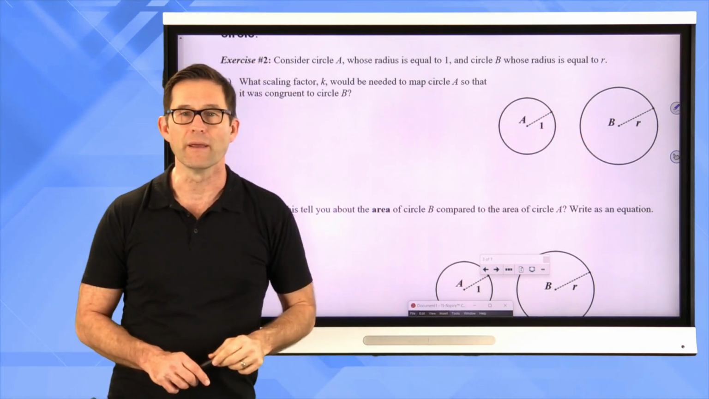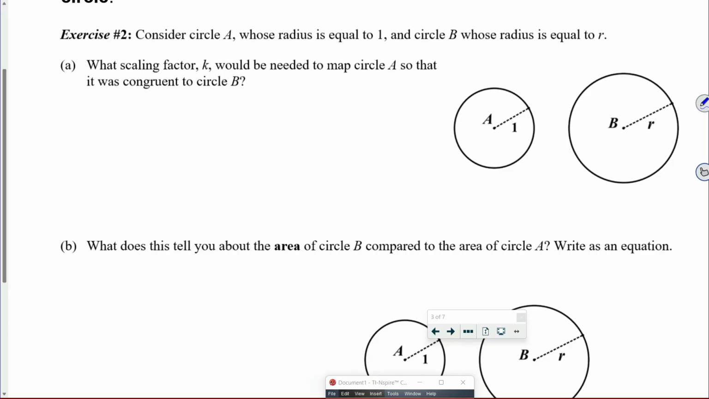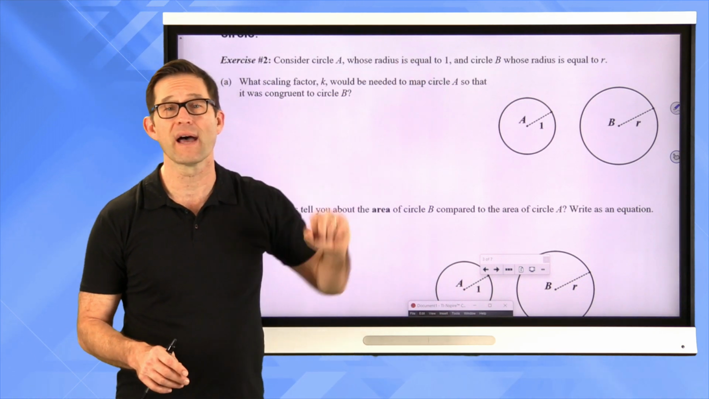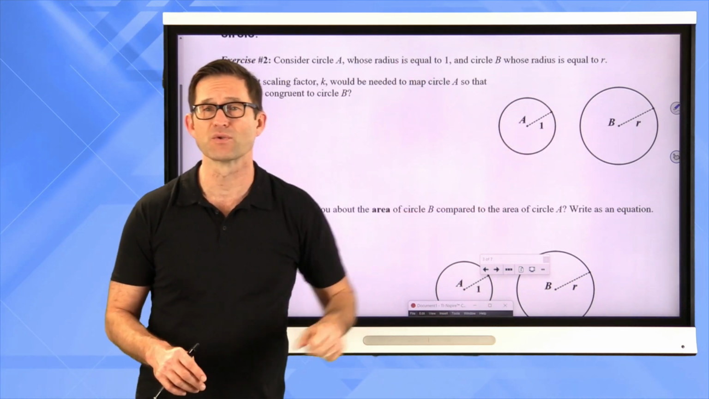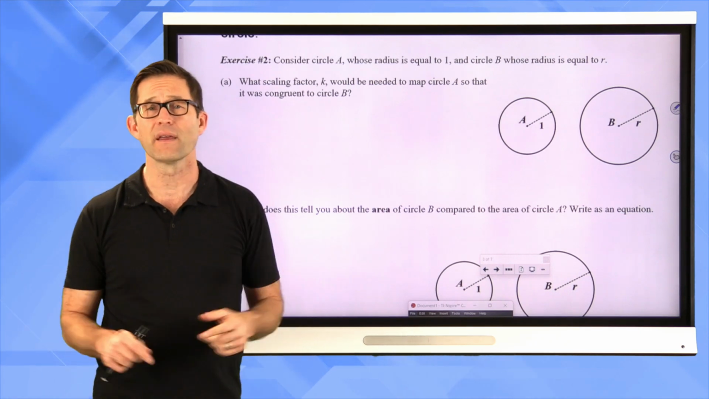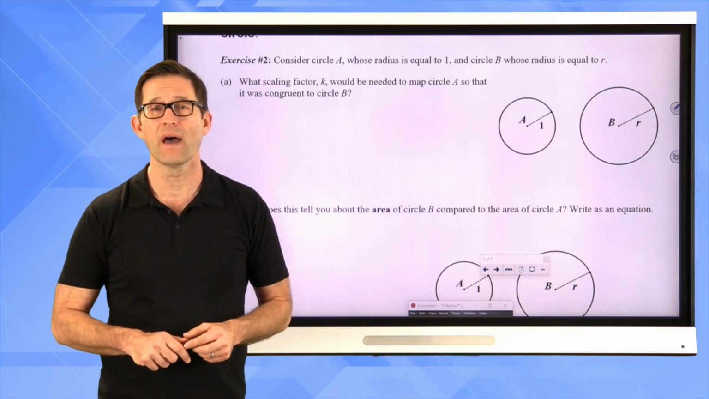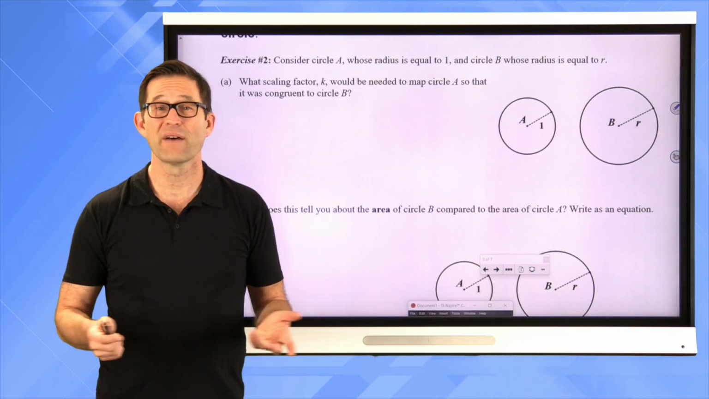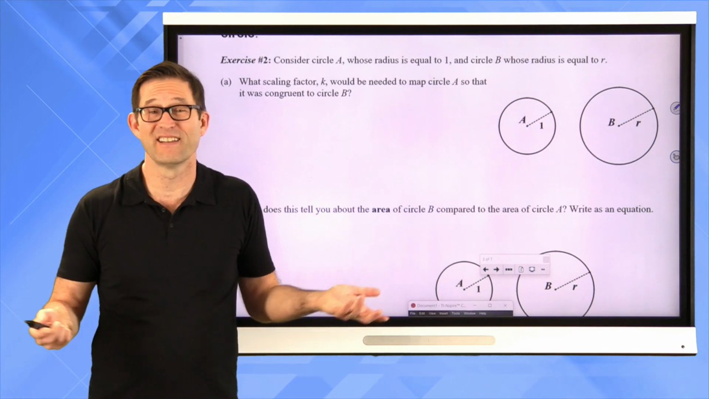Let's take a look at letter A. What scaling factor K would be needed to map circle A so that it was congruent to circle B? In other words, if you were going to do exactly what we just did in the last problem, proving that these two circles were similar, what would your scaling constant have to be? Pause the video now and go ahead and tell me. Well, it'd have to be R. That's what it'd have to be.